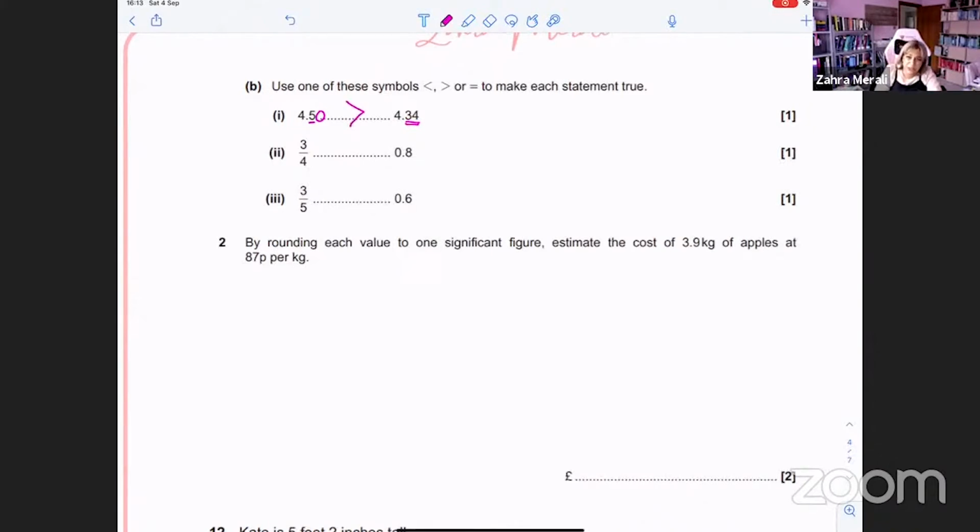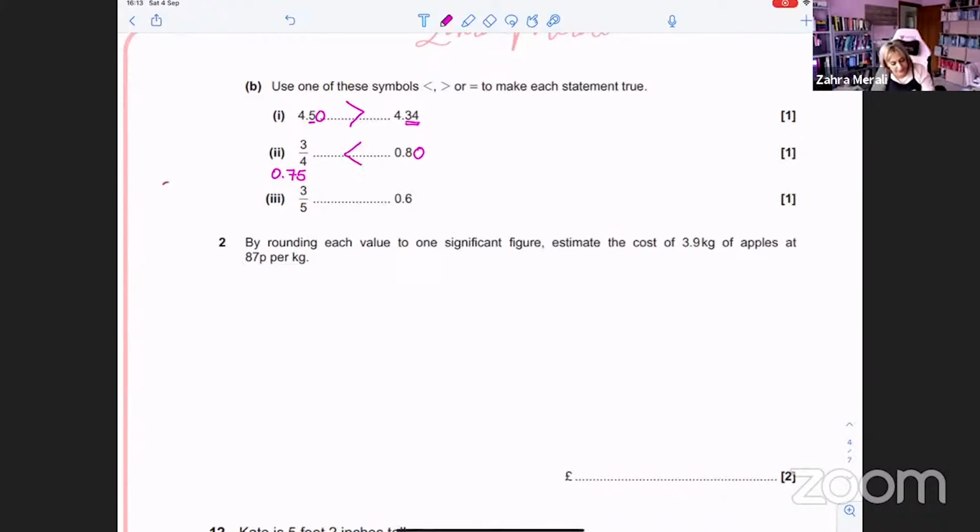Now here we've got 3/4 and 0.8. So we need them in the same form again. Let's put them into a decimal. Hopefully you know 3/4 is 0.75. If not, you can do 3 divided by 4. And then this is 80. So you're comparing 75 to 80. 75 is smaller.